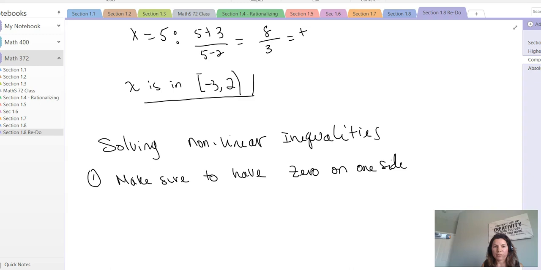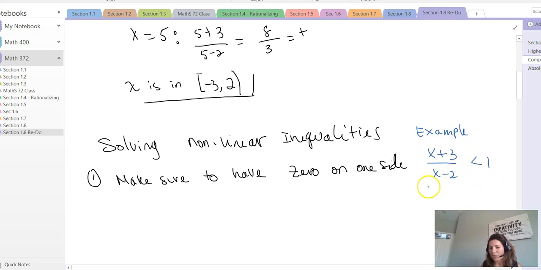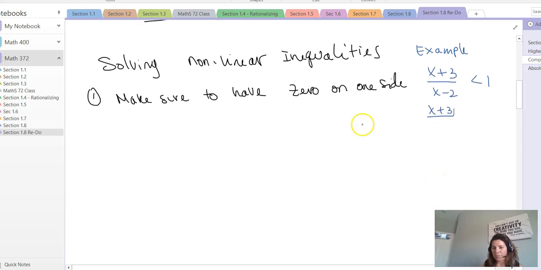So for example, if in this particular inequality from above I had x plus 3 over x minus 2 less than 1, I would want to bring the 1 over so that it is a 0. So we'll have x plus 3 over x minus 2 minus 1 less than 0. So that would ensure that I will have 0 on one side.